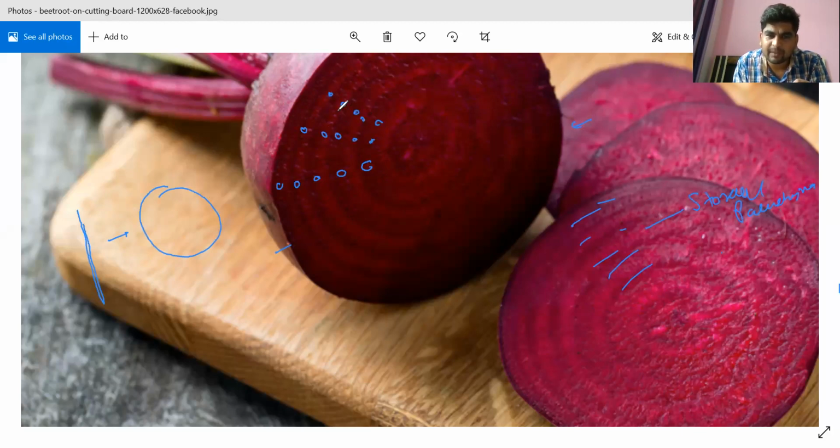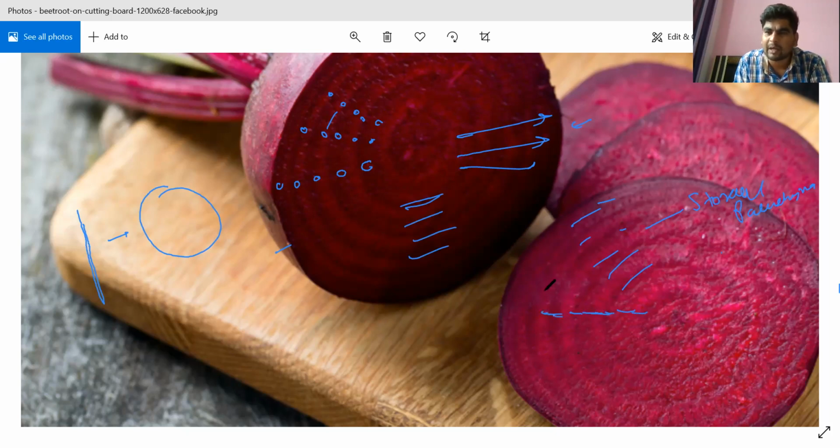A major portion, all this portion that we are seeing, is storage parenchyma. The storage parenchyma is produced after every cambium season, and a new cambium appears from the parenchyma itself. So the vascular bundles are altogether negligible. The amount of xylem and phloem is almost negligible. Ninety-five to 96% of the beetroot consists of storage parenchyma, and it is storing various nutritive compounds like carbohydrates, various sugars, or some kinds of proteins and all that.